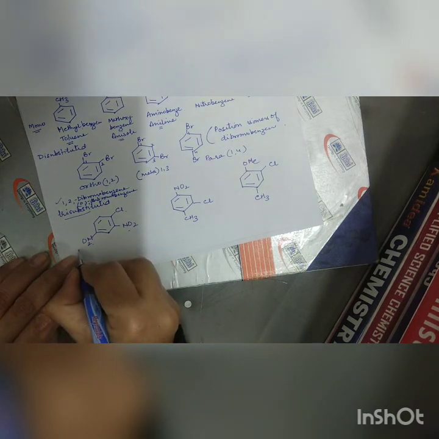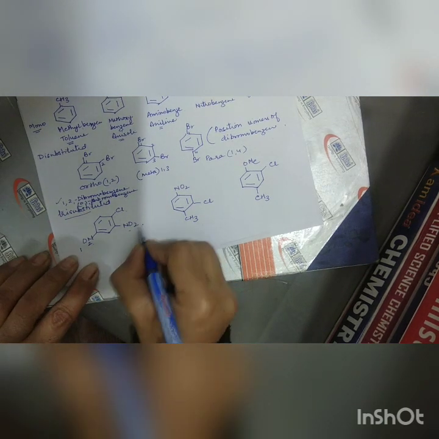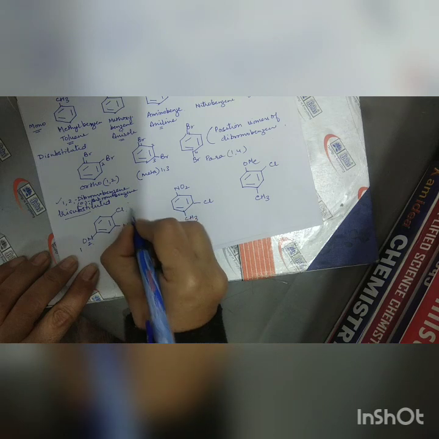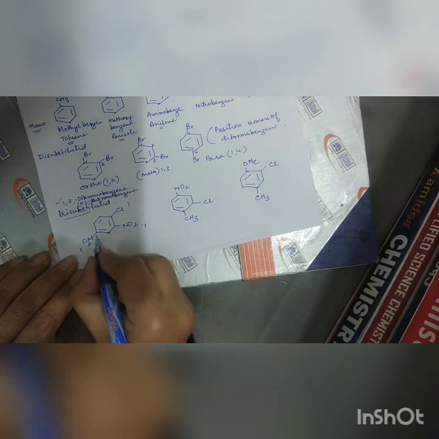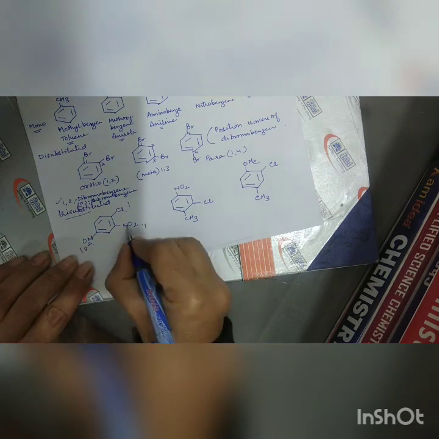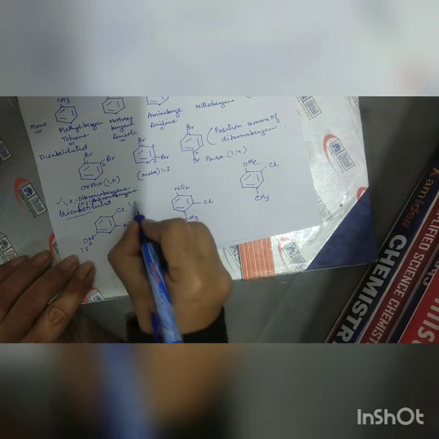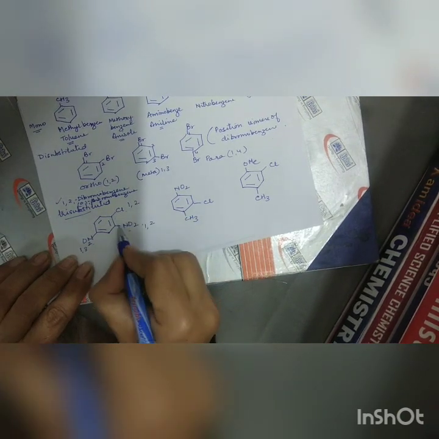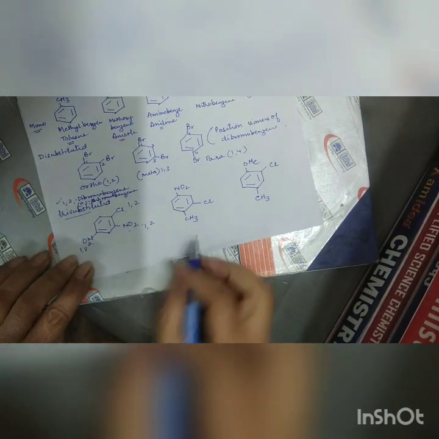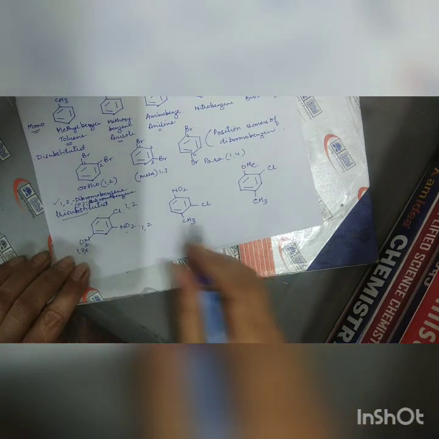If I start from here, the first position is 1. From here, 1. From here, 1. The second position after 1 comes 3. And from here the second position comes 2. From here the second position comes 2. Naturally, the substituents should get the least possible numbers. So this is discarded. I can't do this.